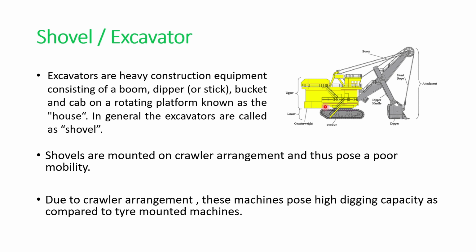Due to crawler-mounted arrangement, these machines pose high digging capacity as compared to tire-mounted machines. This is one advantage of the crawler-mounted arrangement. Because of this crawler-mounted arrangement, on the surface of the earth and this crawler, there will be high friction, so there will be a high amount of digging capacity while it will be implemented on a face.